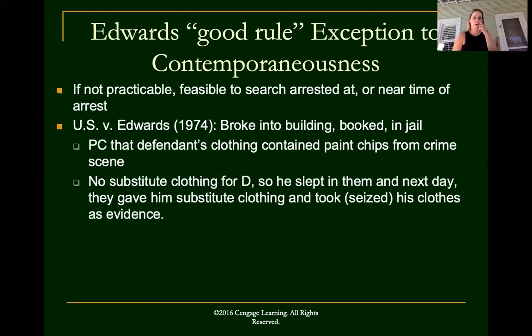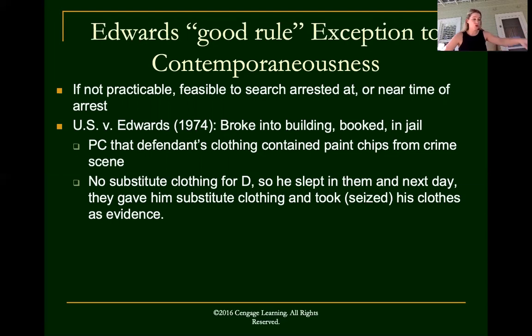But here's the problem. They didn't have any substitute inmate clothes for him. So their choice was, do they seize them and make him stay in a jail cell naked, or do they allow him to keep on the clothes till the following day when they get new clothes and then seize them? Well, guys, if they make him stay naked in a jail cell around a bunch of other inmates, what constitutional amendment comes to mind? Cruel and unusual punishment, right?